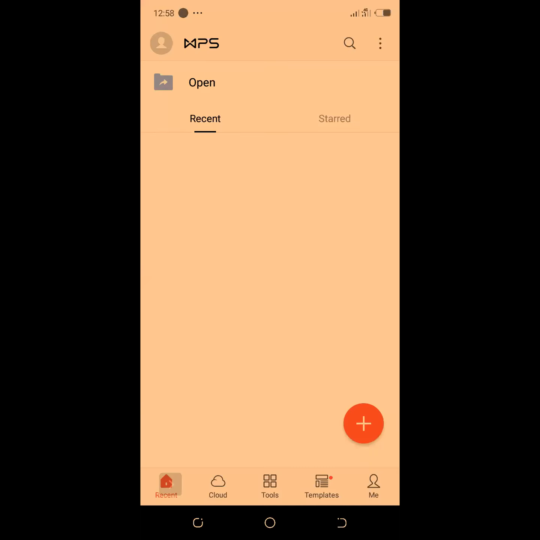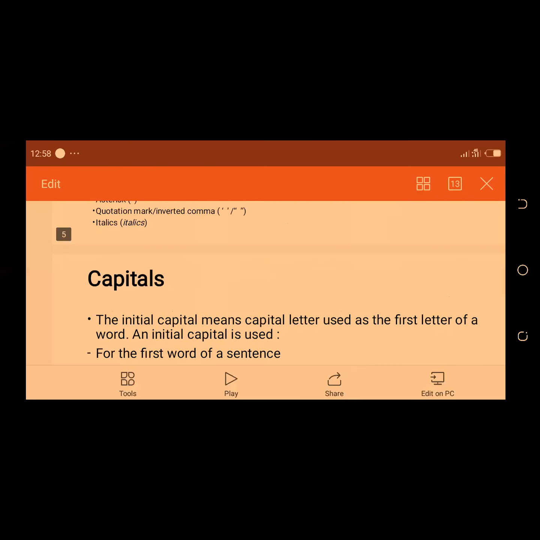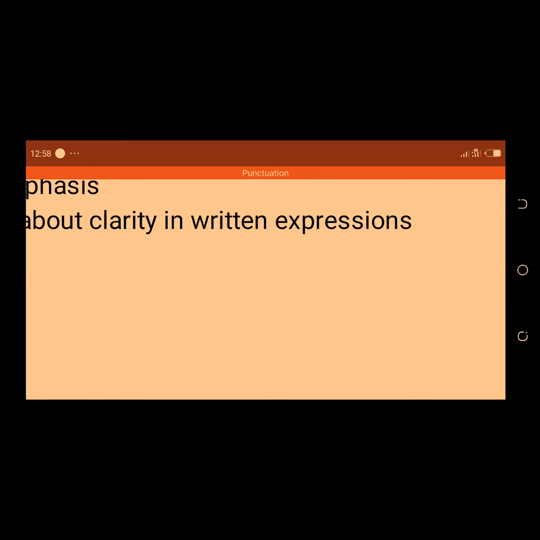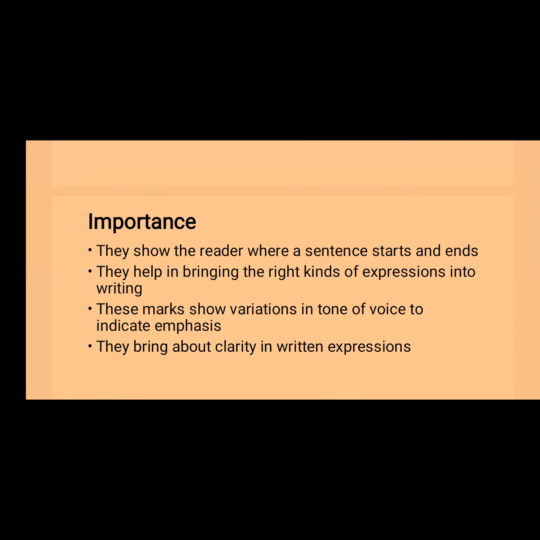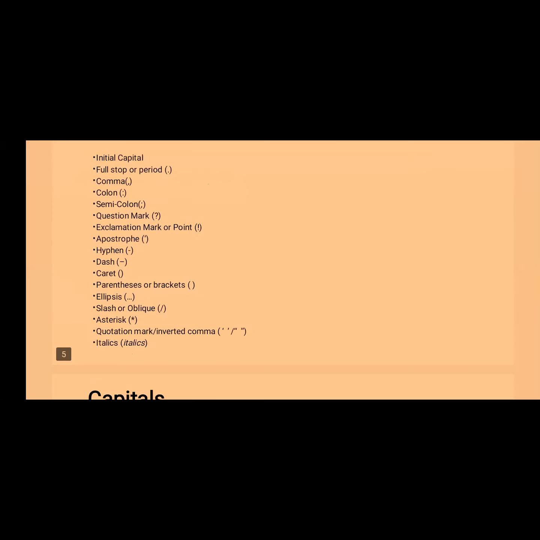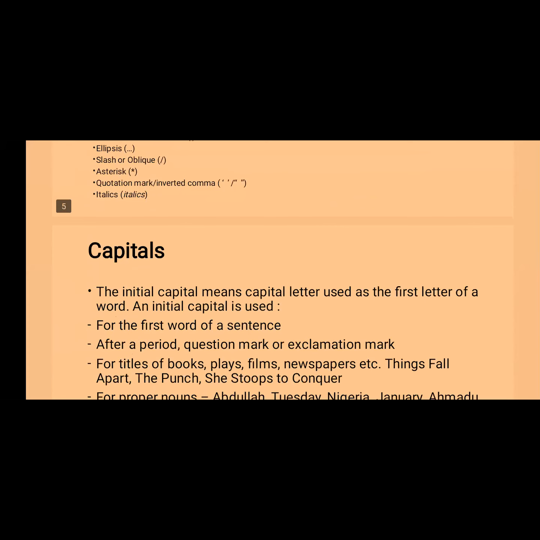Okay. Let me go back to the screen that we're using. So I would do a quick recap of some things that I have said. We have different uses of the punctuation marks. I have mentioned the list of different punctuation marks that we have: the initial capital, the full stop, comma, and so on. So for today, we would focus on the initial capital, the full stop, and the comma. We'll continue the rest tomorrow by God's grace. Now, for today, we're starting with the initial capital.